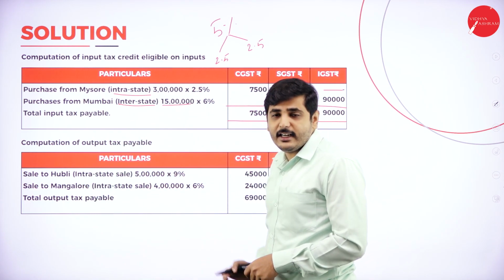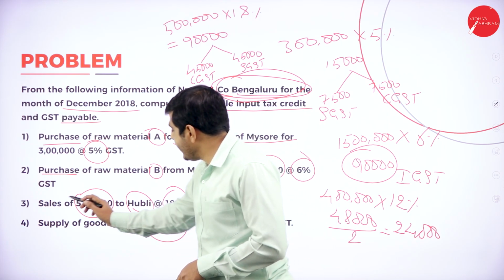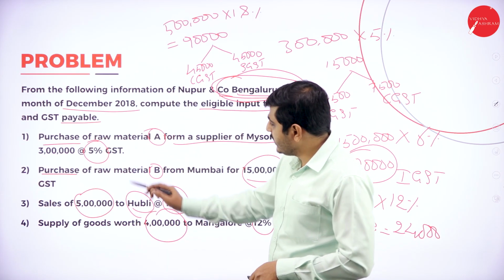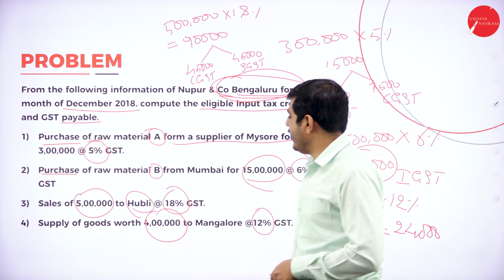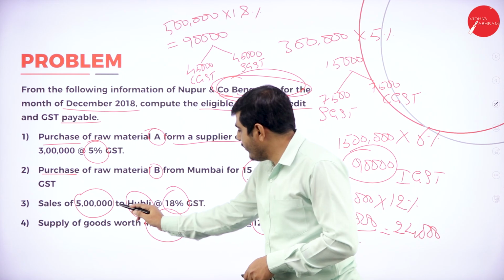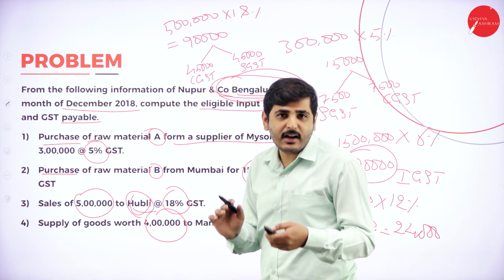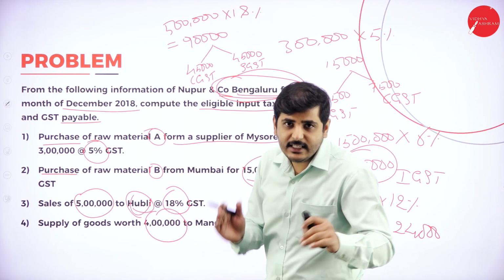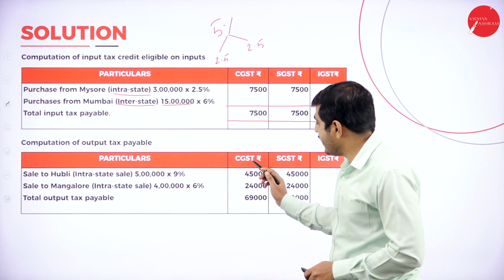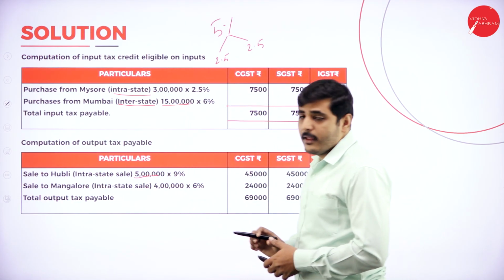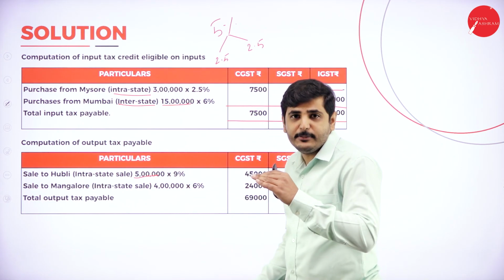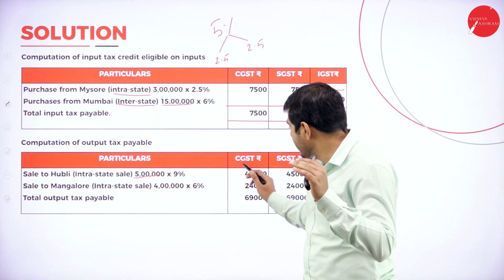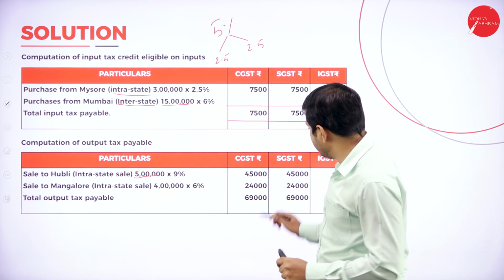Again, let's calculate the output tax. Now on the sale we have to calculate the output tax. On the purchase we already calculated the input tax. So here, sale: 5 lakh into 18%. Sale to where? Hubli. Hubli means within Karnataka. Again we have to divide into CGST, SGST. Let's calculate here. Our sale is 5 lakh, so 5 lakh into 9%. 9% means 50% of the 18% is CGST, remaining 50% is SGST.